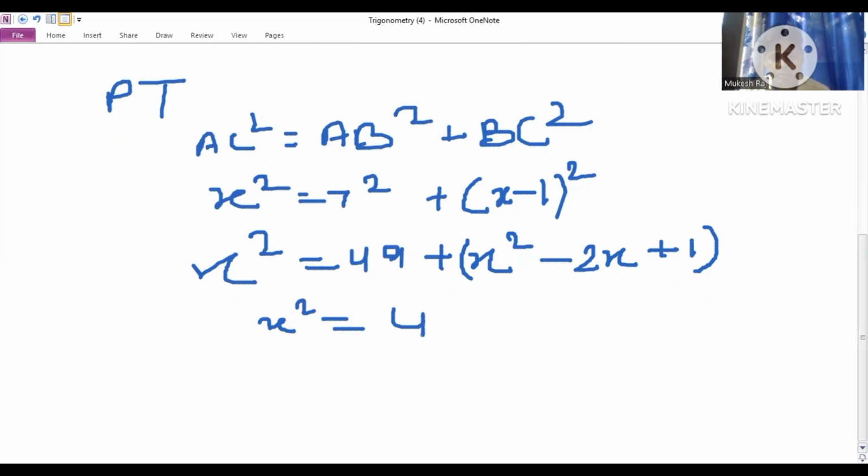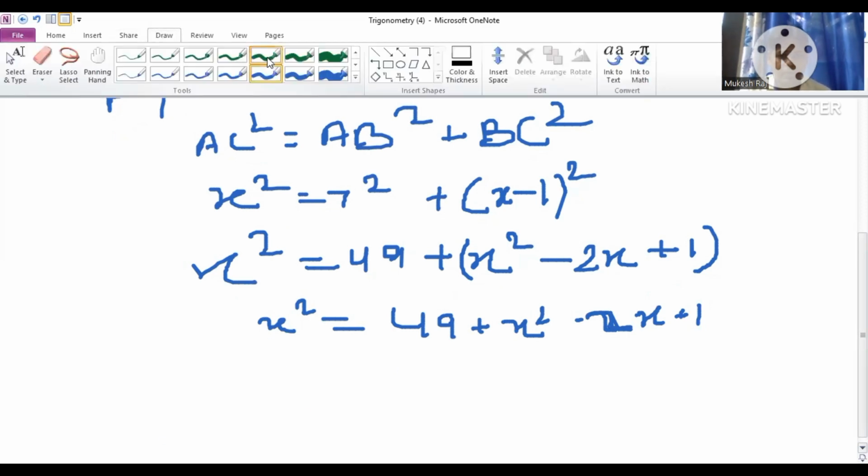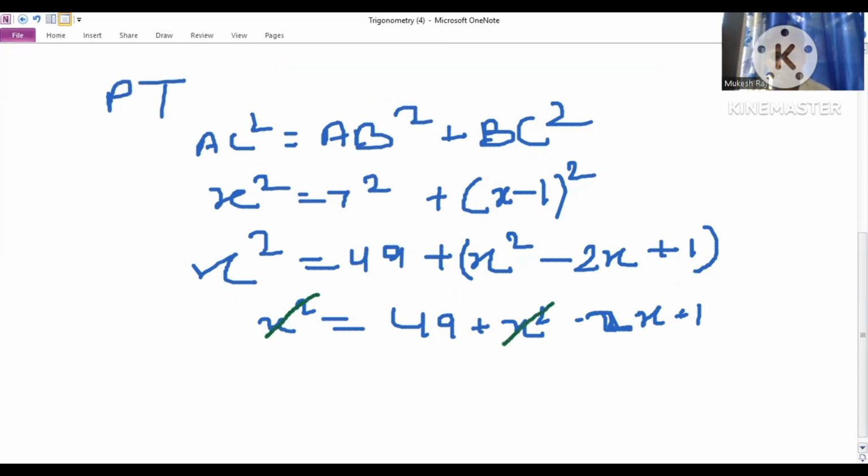And from here, if we expand it further, we would be able to see that x square is equal to 49 plus x square minus 2x plus 1. Then, from here, this x square and this x square will get cancelled out because they have the same sign, but they are on the opposite sides of the equal to sign. And then I am going to bring this 2x onto the left hand side, and the right hand side will be left with a value equal to 50, 49 plus 1, that accounts to be equal to 50.